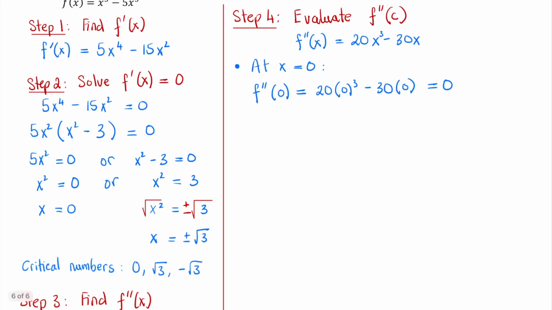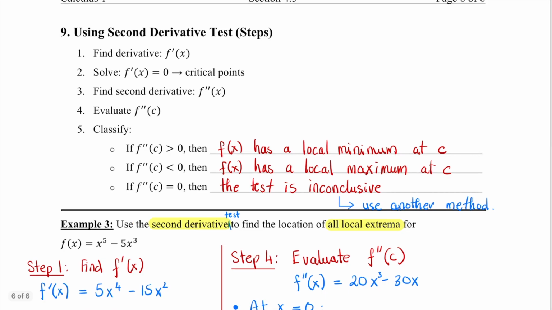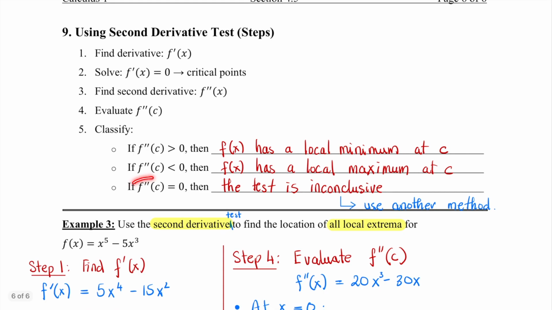What does it mean when f double prime of 0 equals 0? Go back to the second derivative test. If f double prime of c equals 0, then the test is inconclusive. That means we don't know if c is a local min or local max.